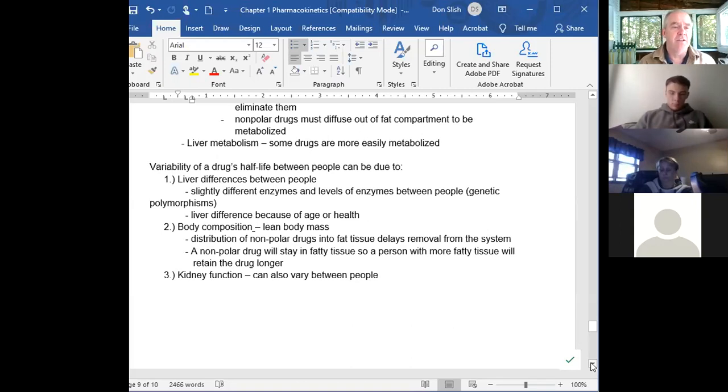Body composition, again, talking about a non-polar drug. If you've got a larger fatty compartment, you're going to increase the half-life of a non-polar drug. Distribution of non-polar drugs to fatty tissue delays removal. Non-polar drugs stay in fatty tissue. Okay, I'm beating that dead horse. And also, kidney function is going to vary between different people, especially with age. Older people, kidneys don't work as well because they're getting old and beat up. So that can cause drugs to build up in the system.